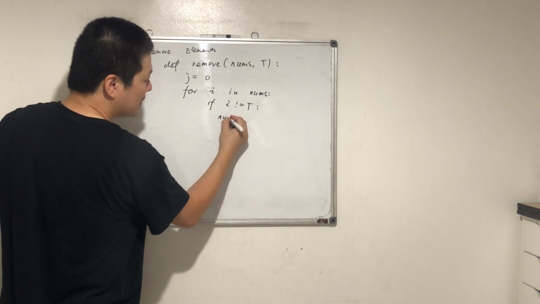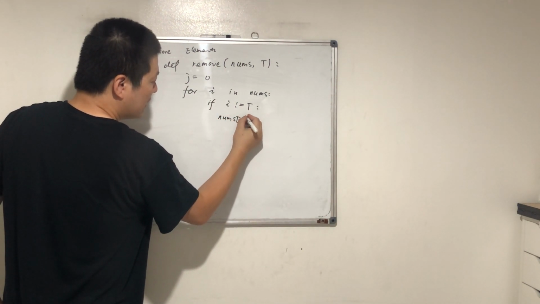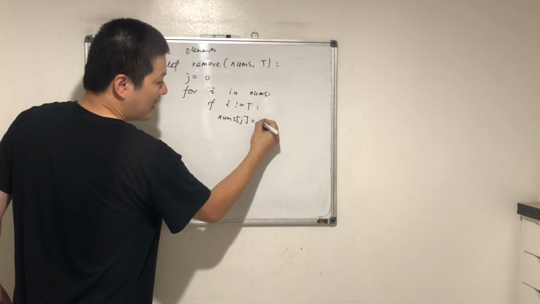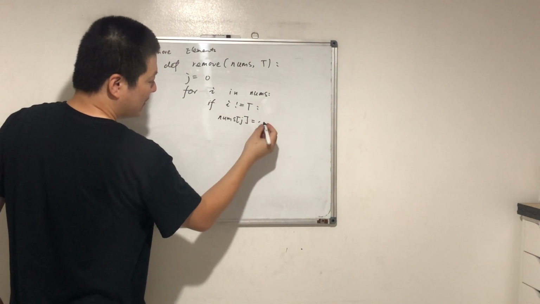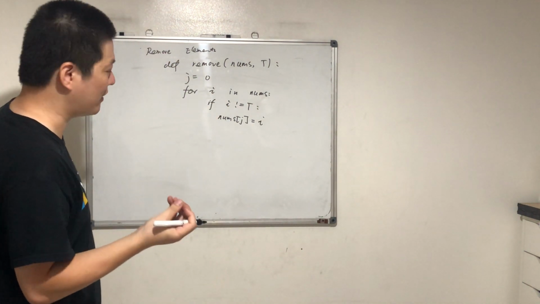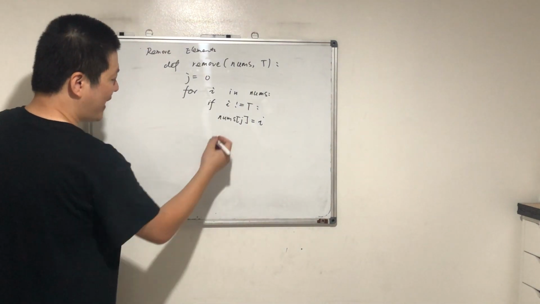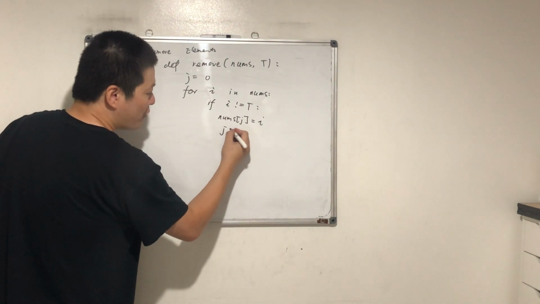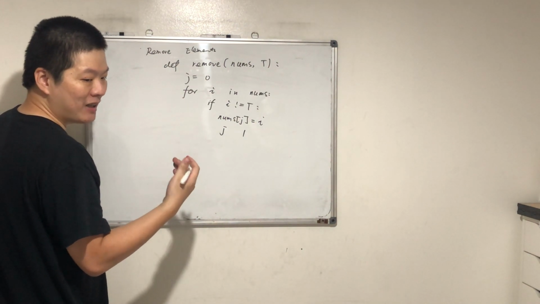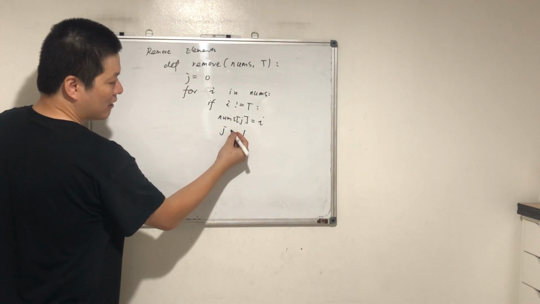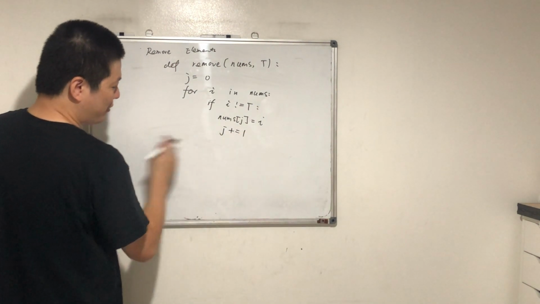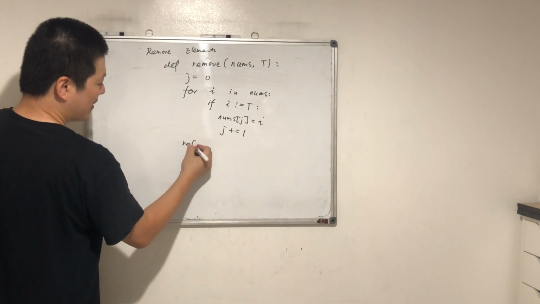So nums[J] equals what? nums[i], because i is not the index, it is the value, okay? And then once we put it, J what? J minus? No, J plus equals 1. Remember this. And then return what? Return J.